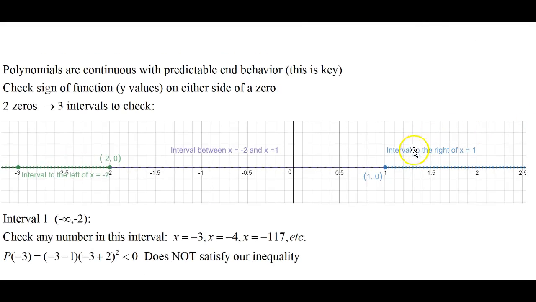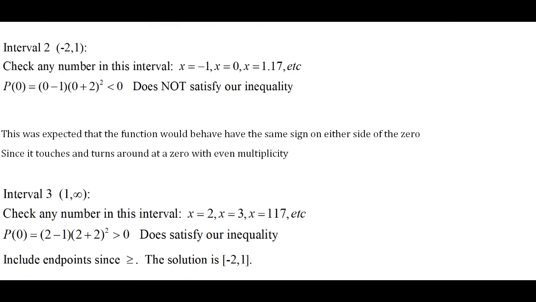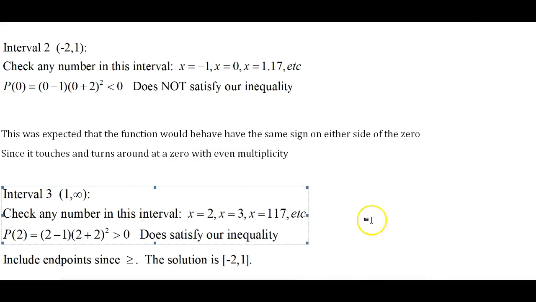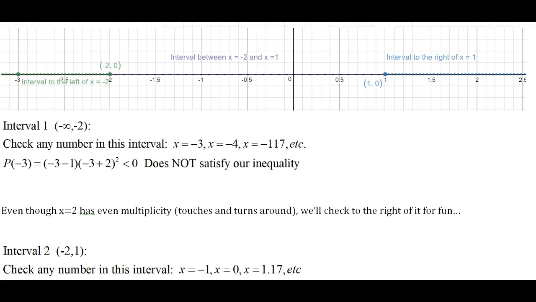So then finally, I'm going to check this third interval to the right of x equals 1. Again, I can pick any number from that interval. So I'll pick an easy number. This should say p of 2, sorry. So I'm picking 2. And when I put 2 in here, it does satisfy the inequality. I'm going to change that. Forgive me for not remaking the video. So that does satisfy our inequality. So this interval to the right of 1 is part of the solution.